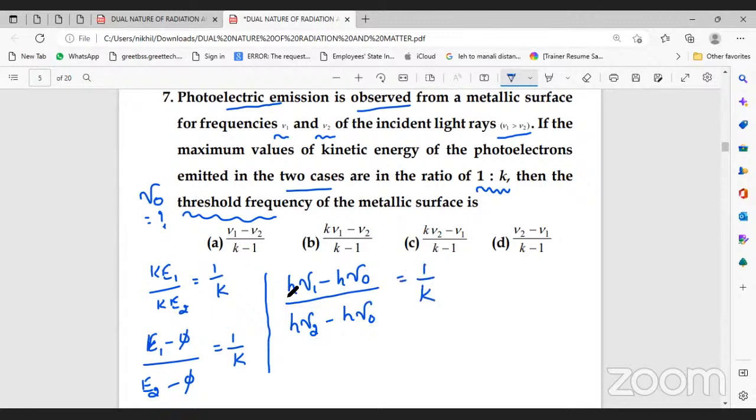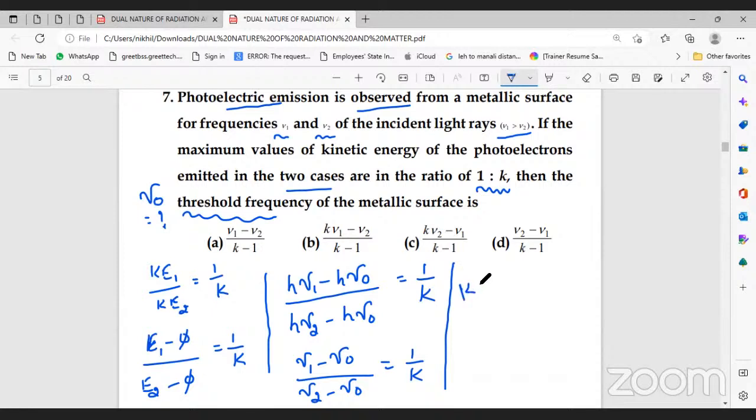1 by k. You can take out h common in both numerator and denominator. Yes, sir. So nu1 minus nu naught divided by nu2 minus nu naught equals 1 by k. Sir, h gets cancelled, sir. Yeah, h will get cancelled after taking it common from both the numerator and denominator. Yes, sir. Now, by doing the cross multiplication, you can find the threshold frequency nu naught.